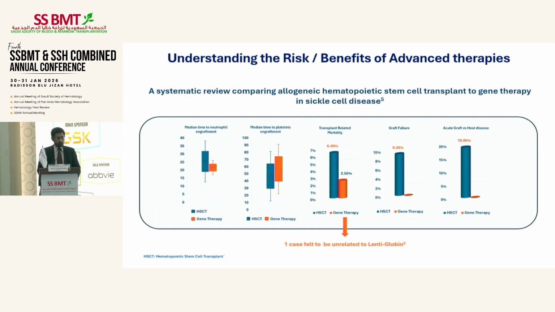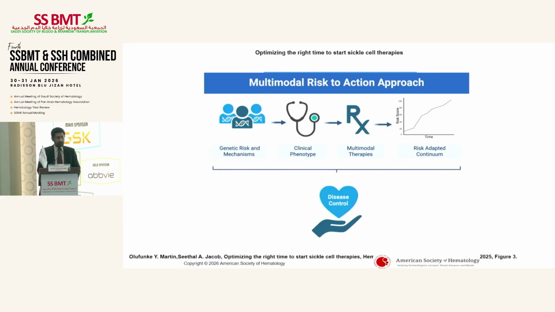So I will conclude my talk. There is certainly a benefit for gene therapy over transplant in terms of neutrophil engraftment, and transplant-related mortality is much less. Graft failure is non-existent in gene therapy, and acute GVHD is also non-existent. And finally, we have to use our clinical sense, the clinical phenotype and treatment to identify patients who actually qualify for allogeneic stem cell transplant and gene therapy.